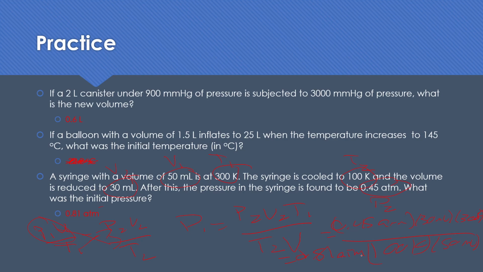So it really is just a function of identifying the variables, or the law I need to apply, here are the variables, and then just plugging them in, making sure that the units are the same on both sides, and that the temperature has to be in Kelvin 100% of the time.